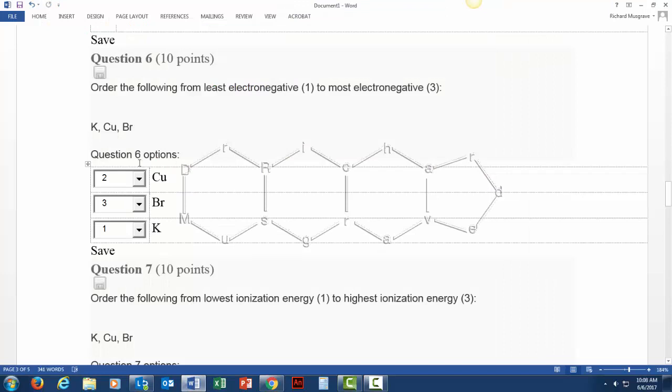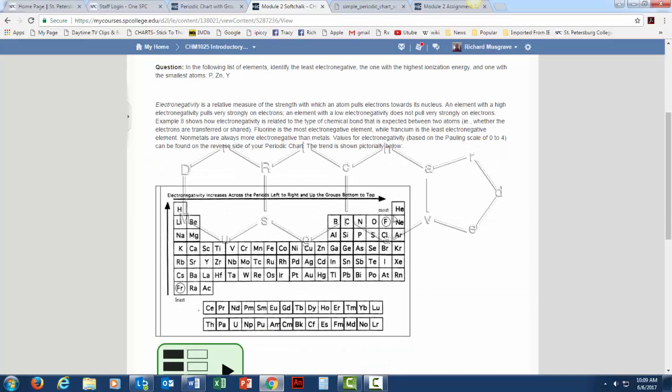in this question. So it says for this one, order the following from most electronegative to least electronegative. Sorry, from least electronegative to most electronegative. Least electronegative will be 1, most electronegative will be 3. According to the information we have here, fluorine is the most electronegative element, francium is the least. The elements we're working with are potassium, copper, and bromine.